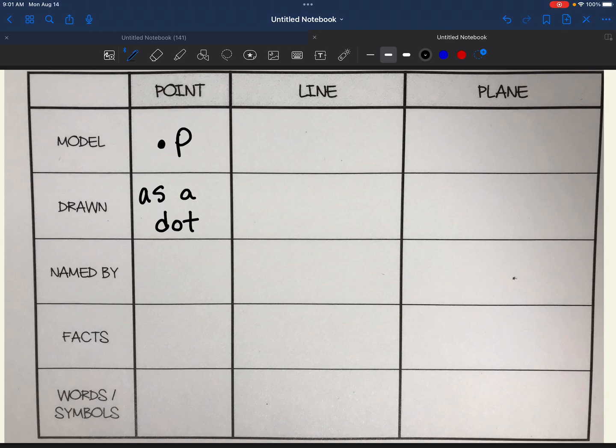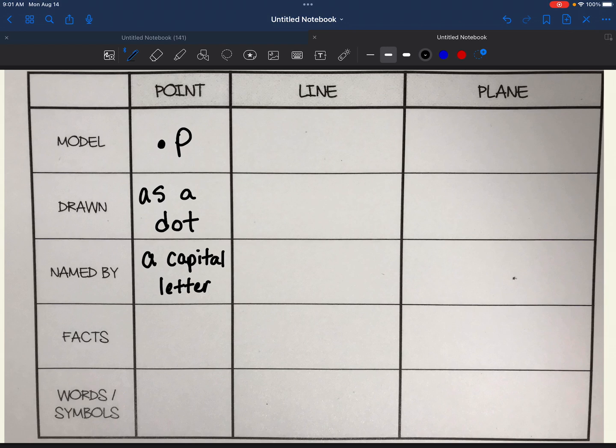It's named using a what? A capital letter, right? Because it won't always be the letter P. It can be any letter that you want. Sometimes it's given to you, okay?